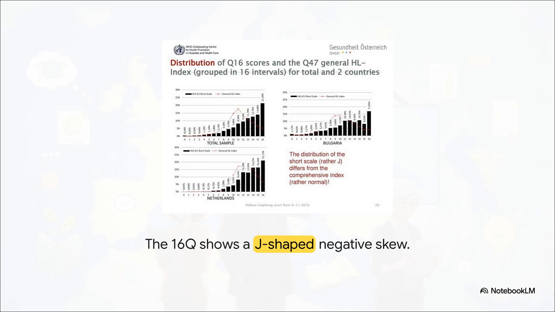Rather than a normal curve, it actually produces a strongly negatively skewed J-shaped distribution. For us researchers, this is a major headache. It completely restricts the use of many standard parametric statistical analyses that rely on normal variance, which is a stark contrast to the standard bell-shaped distribution you'd get from the full 47Q index.